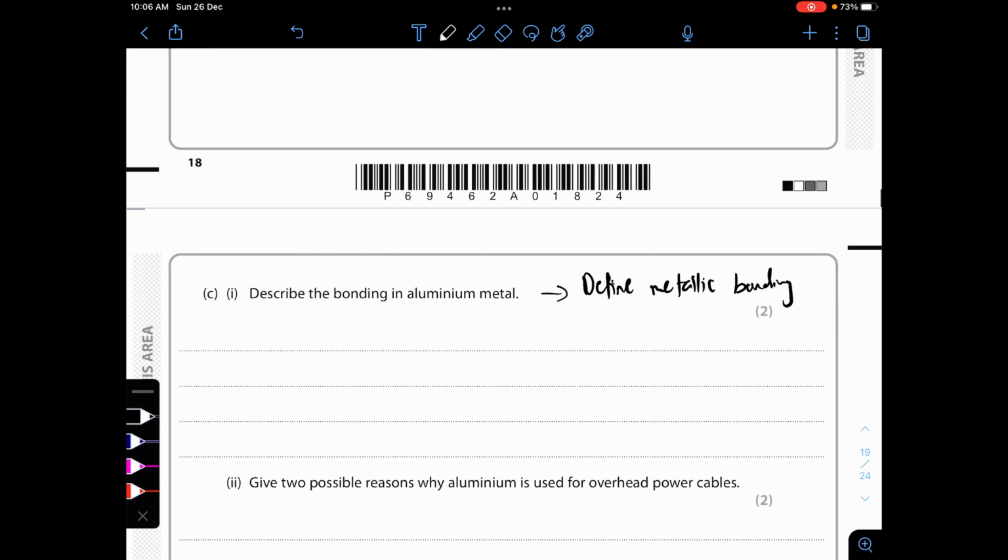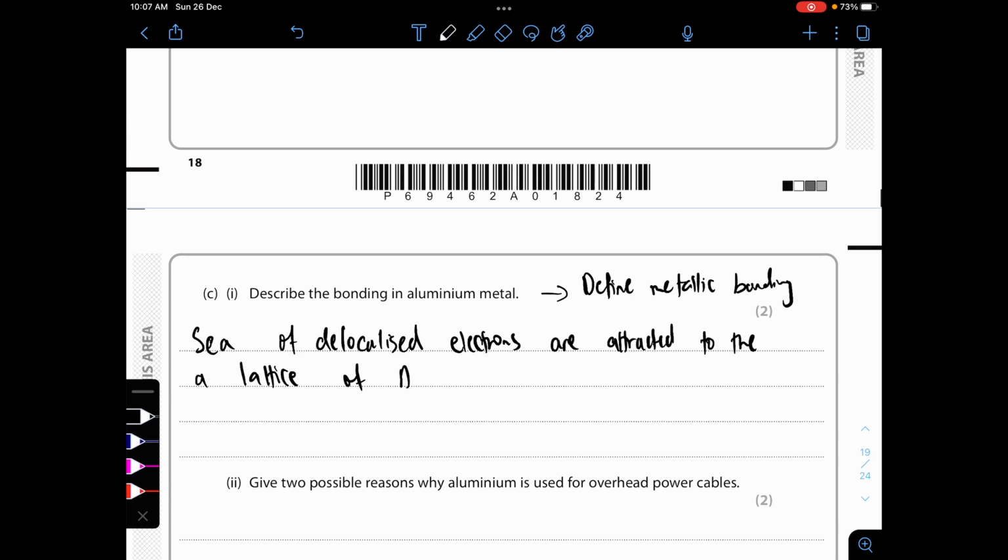Okay, so that's pretty straightforward. So what happens in metallic bonding? This is when we have a sea of delocalized electrons attracted to what? In this case, aluminium cations are attracted to a lattice, right? The keyword lattice we have to use here. So, a lattice of aluminium. Because we're making specific cations. Cations are also the same thing as, if you remember, positive ions.